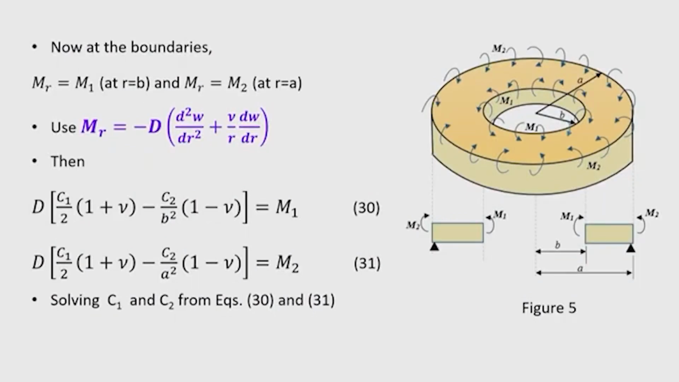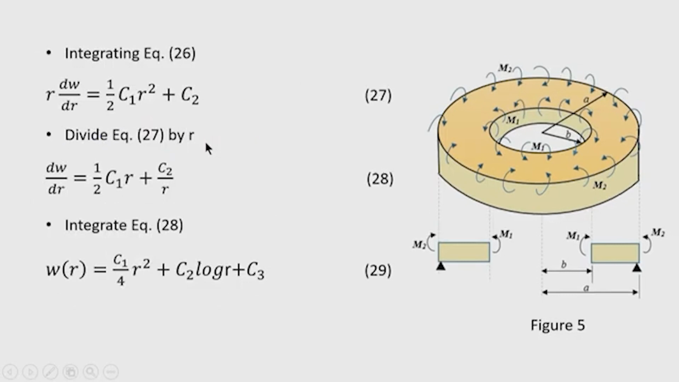So, therefore, at r is equal to b we now equate the bending moment m r to m 1. Okay. The expression for m r is minus D bracket the curvature, that is the second derivative of w with respect to r, and then plus mu by r, mu is the Poisson ratio, and slope, that is d w by d r. Okay. Now, if you look at this expression, that has to be differentiated. First derivative and second derivative both have to be found out.